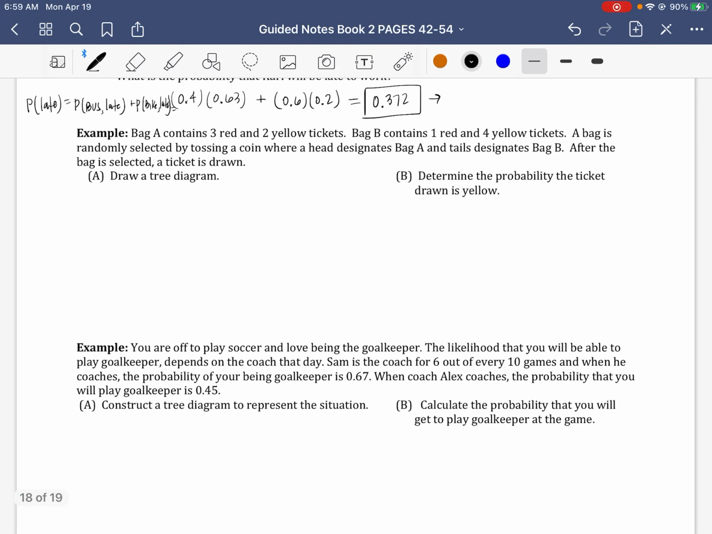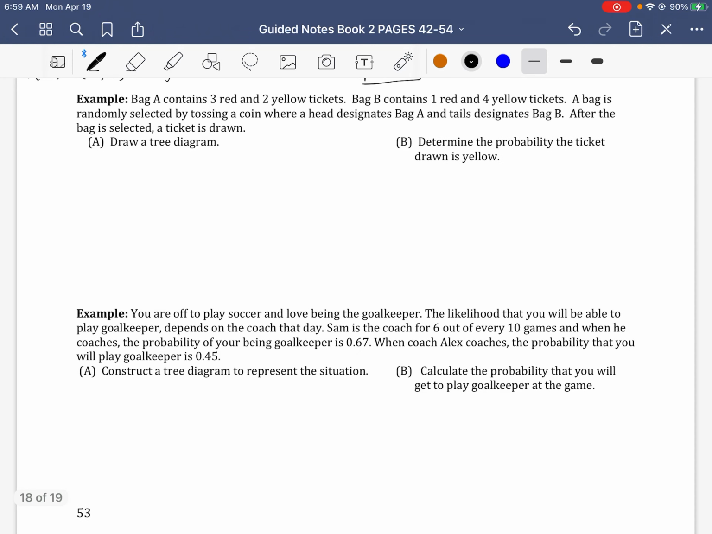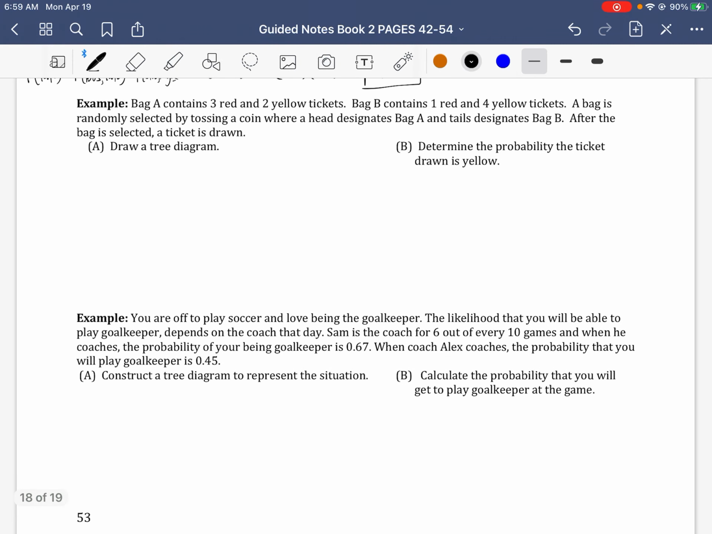Okay, in the last video we introduced the tree diagram. This one's just going to continue to go through the examples from this lesson. So again, I'm on page 53 of the notes.